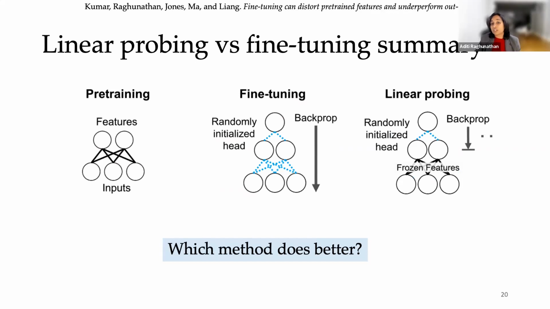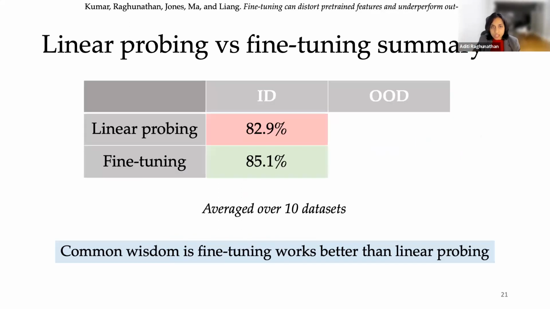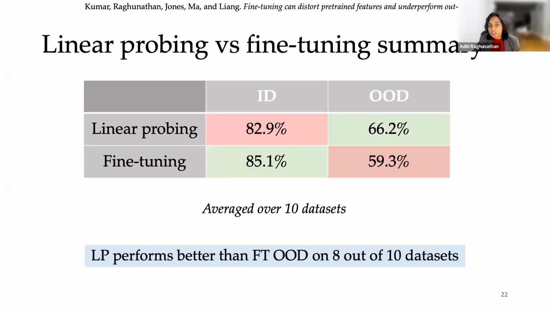It's not like one method is strictly better than the other out of distribution, though in distribution, fine-tuning strictly dominates. We did this over 10 different data sets with different pre-trained models, including CLIP. And what we see is that in distribution, the common wisdom is true that fine-tuning works better. But out of distribution, the picture is more nuanced, and it turns out that linear probing does better than fine-tuning out of distribution on 8 of the 10 data sets. The data sets in which fine-tuning did better were things like CIFAR10.1, where the distribution shift was really small, so the models were much closer to the in-distribution. When the distribution shift was large, linear probing did much better than fine-tuning.